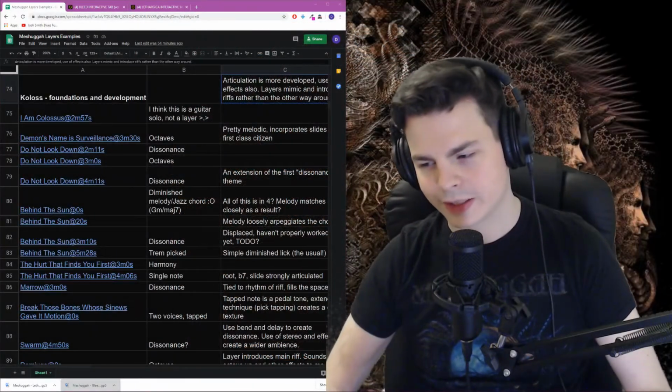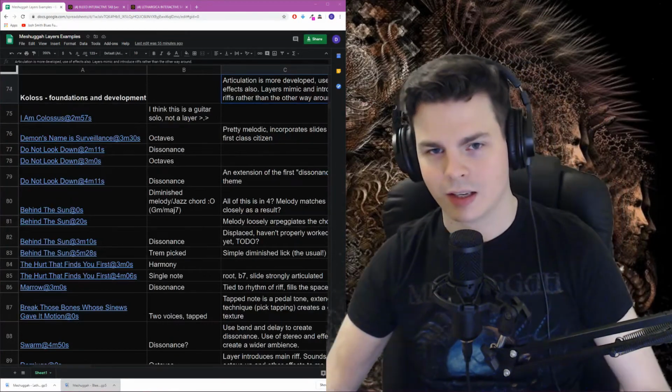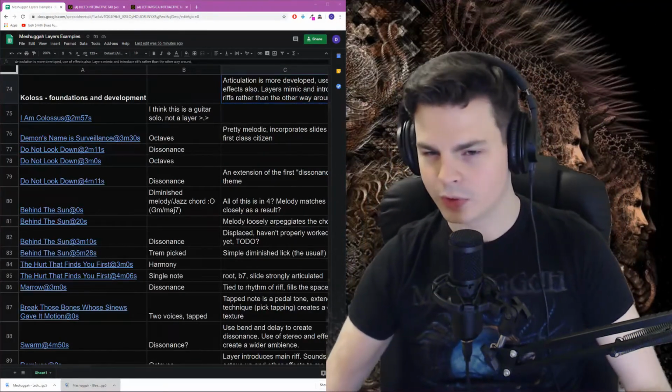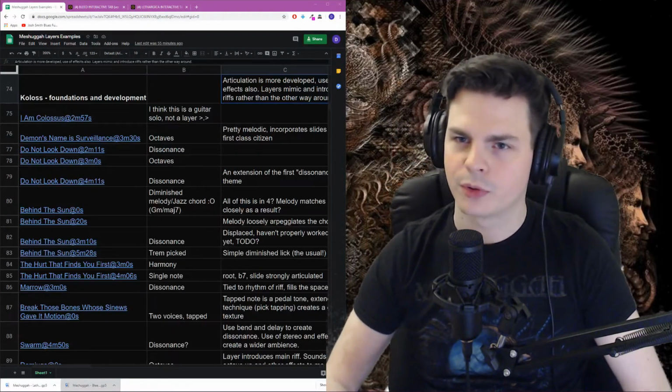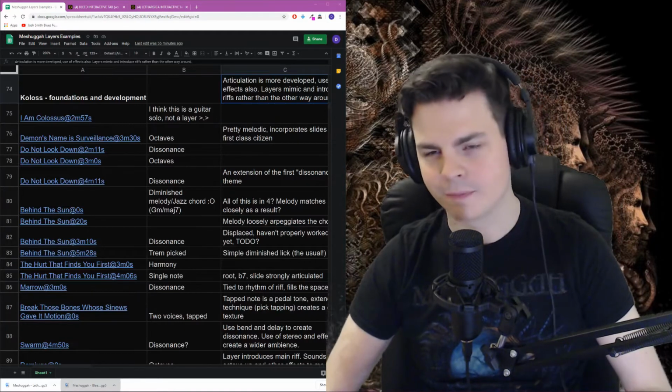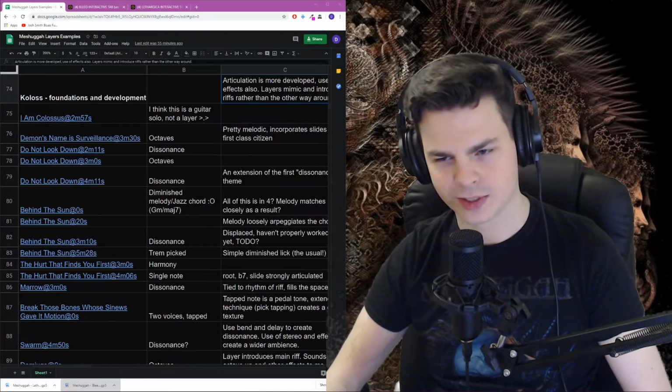So Koloss, in the same way as Obzen, takes a lot of the previous techniques and just slightly develops on them. So nothing huge and new happens, but lots of things are slightly improved. So there's a slight increased emphasis on articulation. So there's more prominent use of slides.